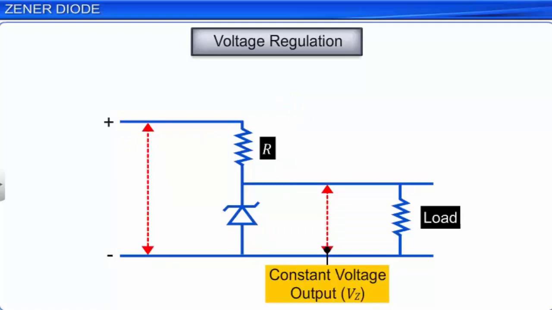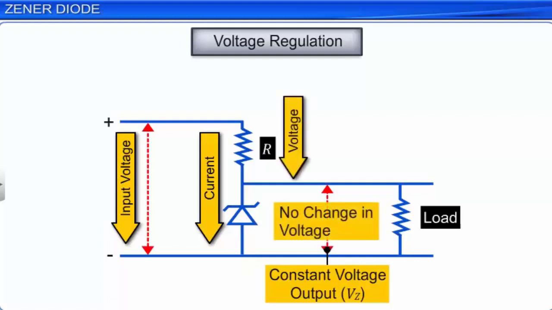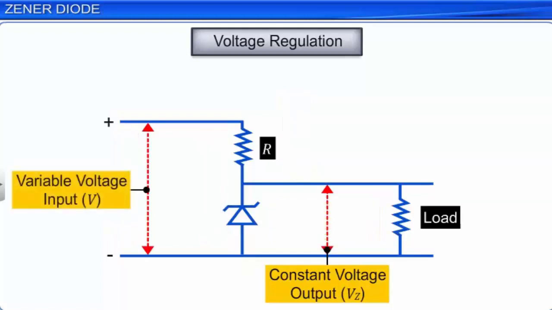On the other hand, if the input voltage is decreased, the current through R and the ZENER diode decreases. This reduces the voltage across R without affecting the voltage across the ZENER diode. Thus, irrespective of increase or decrease in the input voltage, the voltage across the Zener diode remains constant, which is collected across the load resistance. Hence, the Zener diode acts like a voltage regulator.